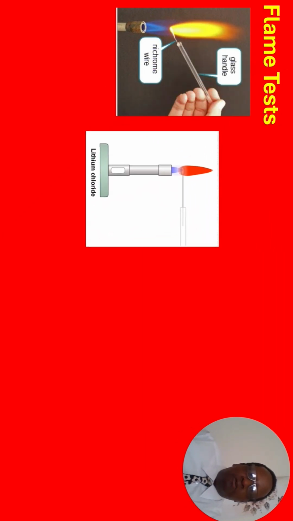We can also use flame tests to identify the same ions. A flame test just involves you taking what is called a nichrome wire. You can see the nichrome wire at the end of that glass rod. You dip it in the sample, put it on a blue flame on the Bunsen burner, and then you record the flame color. For example, if it is lithium, then it will burn with a crimson red color.